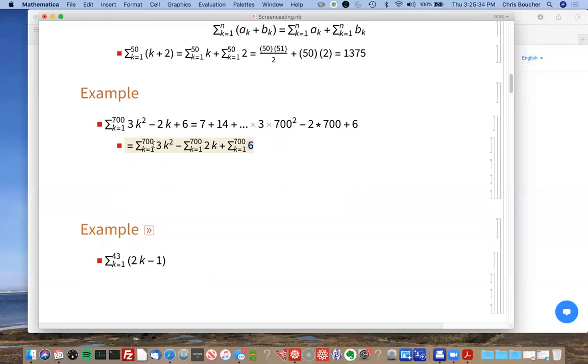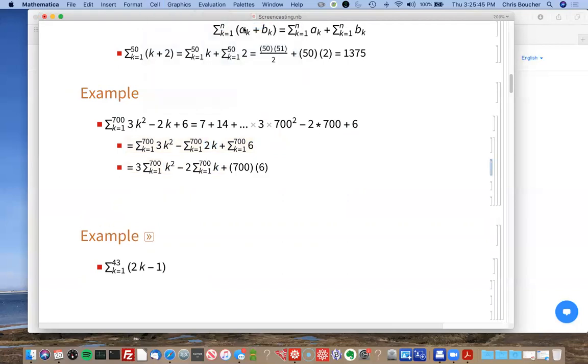Then in the next step, I'm going to look at these first 2 terms and realize that I have constant multiples, right? The 3 and the 2 are constant multiples. And I can factor those out because of another property of summations. So I can pull a 3 out of the first one, and I can pull a 2 out of the second one. And while I'm working on this, I can see that this third sum is just the sum of a bunch of constants, right? It's 6 added to itself 700 times, and so that's going to be equal to 700 times 6.